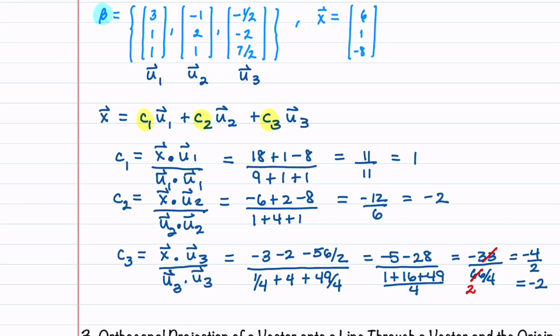Let's now write down our answer. Our x is going to be equal to u1, substituting in c1 as 1, minus 2u2, minus 2u3.